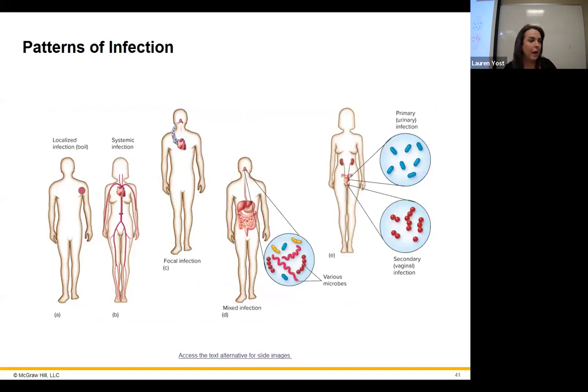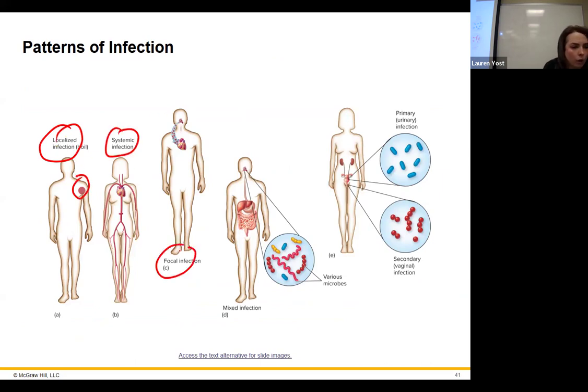Okay, there are different patterns of infection that can be established. We have the localized, which is just in one place. Systemic, which is all over. Focal, which is like it got started in one place and moved to another. We have various microbes causing it, so that's a mixed infection. Or we have this next one, which doesn't get its own name, but it's primary versus secondary infections.